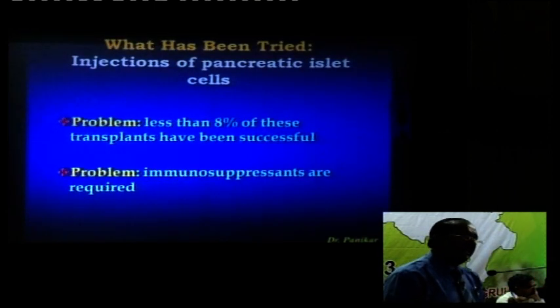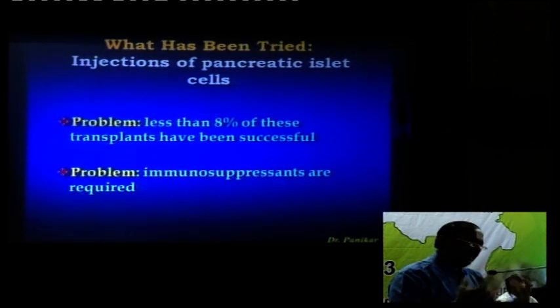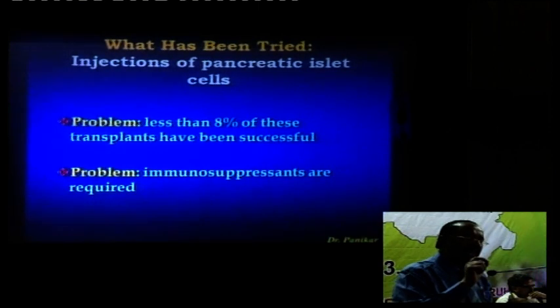Injection of pancreatic islet cells is a very tedious process to get the islet cells. Again, there is a lack of organs available for getting the islet cells. And the problem is less than 8% of these transplants have been successful. And again, you need immunosuppressants in this case.